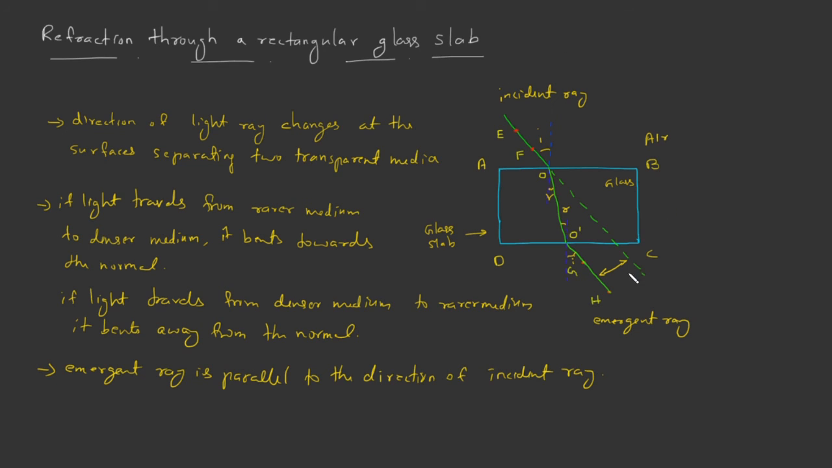This experiment clearly shows that light, when traveling obliquely from one medium to another, the direction of propagation of light in the second medium changes, and thus refraction occurs. And it also says that when it travels from rarer to denser medium, it bends towards the normal, and if it travels from denser to rarer medium, it bends away from the normal.